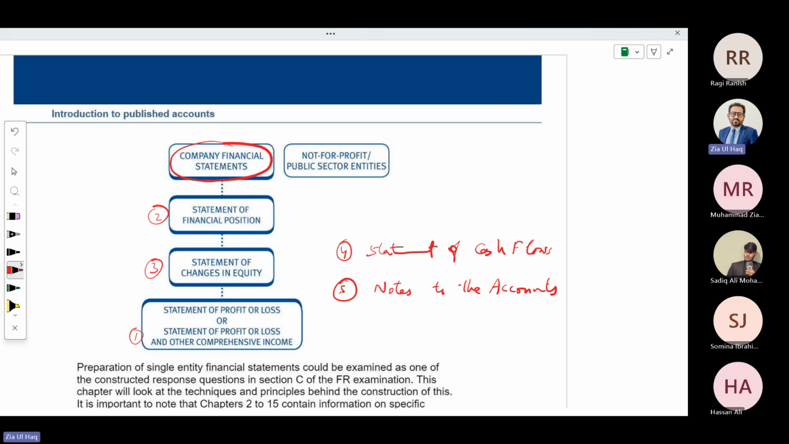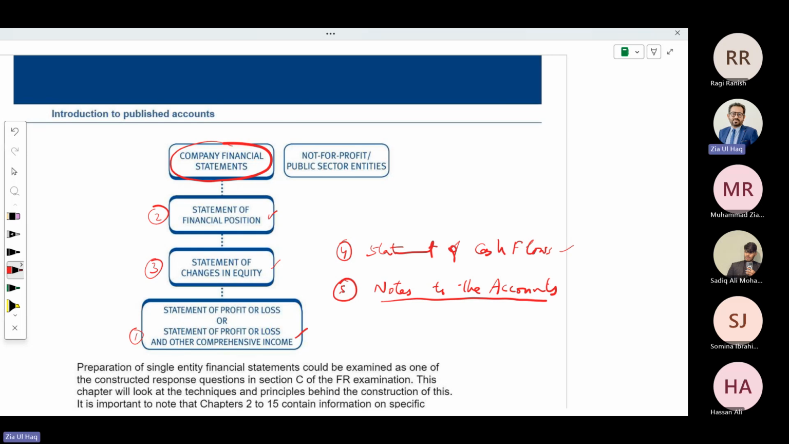We have studied in financial accounting paper how to prepare statement of profit and loss and other comprehensive income. We have already learned how to prepare statement of financial position. We have learned how to prepare statement of changes in equity, and we have learned how to prepare statement of cash flow. But this was not part of financial accounting. This part we will learn here in this paper.